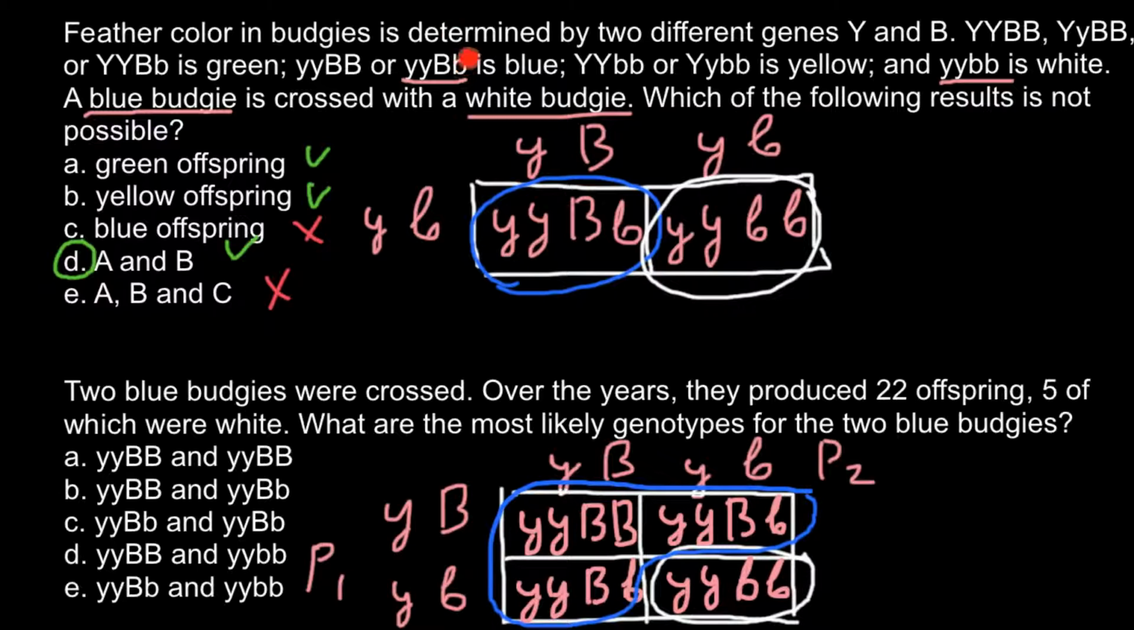So as you see, if both parents would belong to this genotype, so parent 2 and parent 1, the probability that the progeny would have blue feathers would be 3 out of 4, or 75%, and probability that the progeny would have white feathers would be 1 out of 4, or 25%. And this is exactly what is given here. So 5 is about 25% of the 22. And now we can say for sure that genotypes of both parents would be small y, and capital B, small b. And this is answer C.